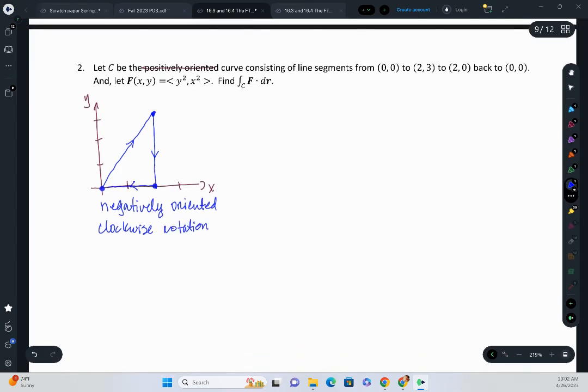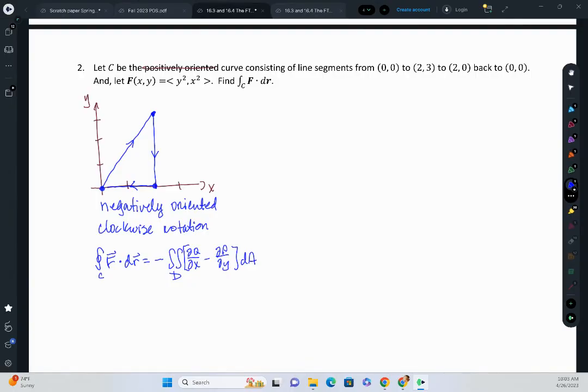Okay, so in this example, I'm going to tell you, here's how we handle having a negative orientation. What this means is that the line integral over the closed curve C of F dot dr is going to equal the negative of the double integral over D of del Q del x minus del P del y dA. Okay, that's all we do. If it's going in the wrong direction, stick a negative in front of it.